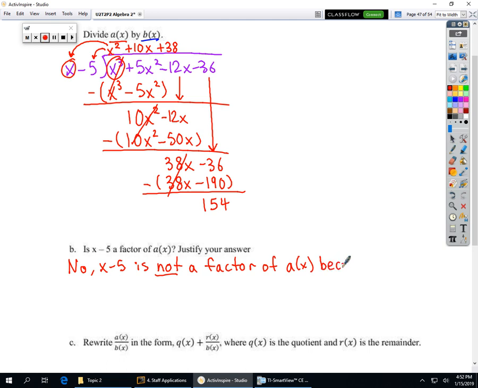Because the remainder is a(5), right? If I have this as something I divided by, the opposite is what I plug in to get the remainder. That means a(5) is 154, which is not 0. And if you have a remainder that's not 0, then it's not a factor. It means you have an extra.